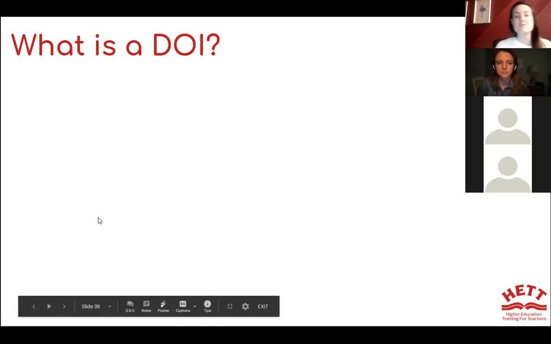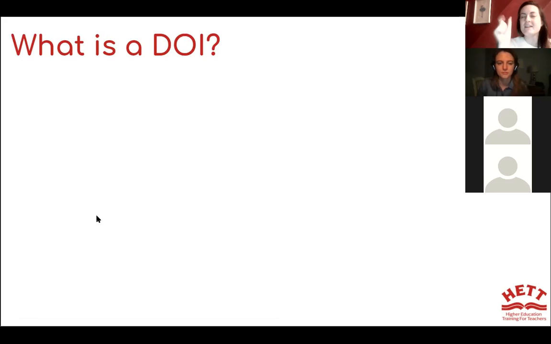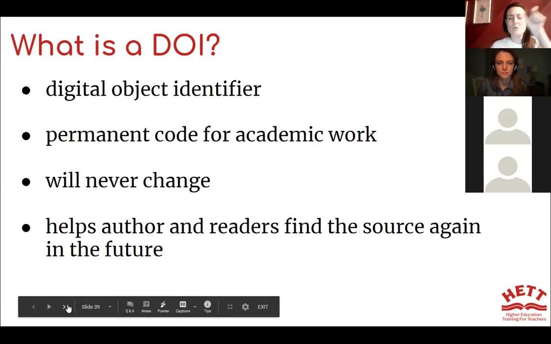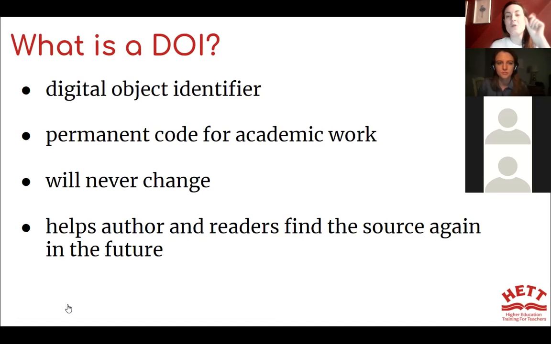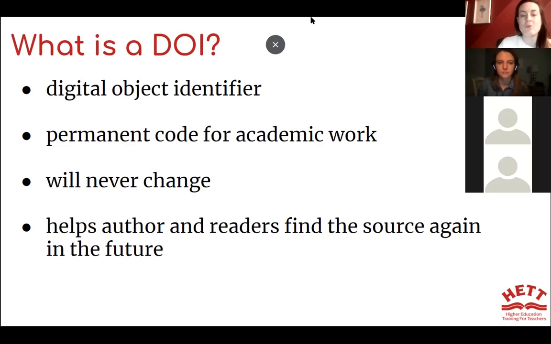Yeah. So sometimes a website link might change, right? So the actual website might change. So if you include the URL, then maybe it'll get broken and it won't work. But the DOI always stays the same. So it's a permanent code for the academic work. It will never change, so it will never get broken. So it helps the author and reader find the source again in the future.